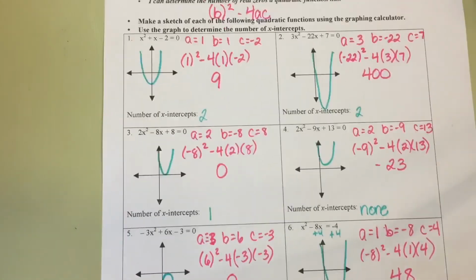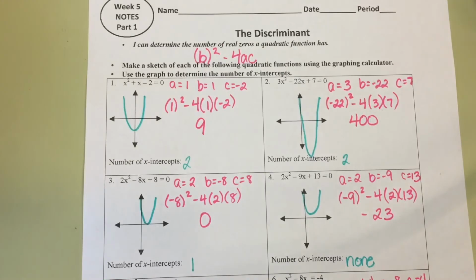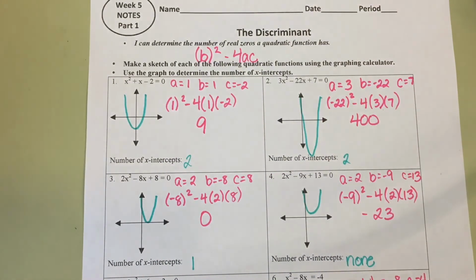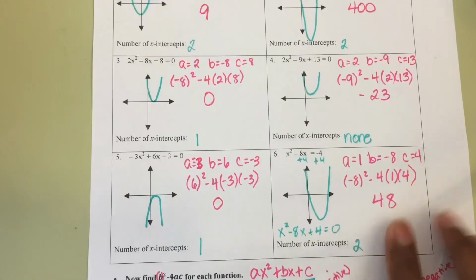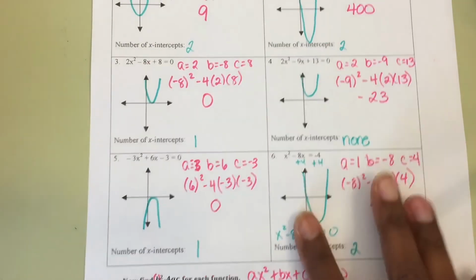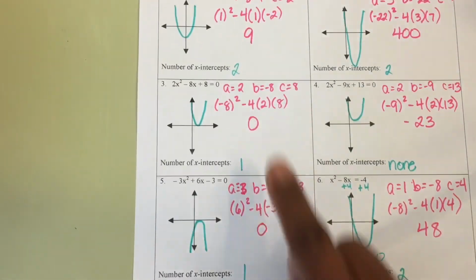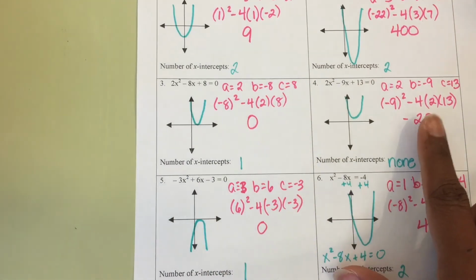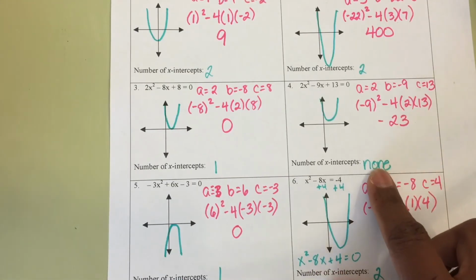So this is just the first part. The discriminant is b squared minus 4ac. And what the discriminant does is it tells us how many solutions, roots, zeros we have to the problem. So when you work it out, if it's a positive number, you have 2 solutions that cross the x-axis twice. If you get 0, it only touched the x-axis. It didn't cross through it. And if you get a negative number, then it's none. You don't have any.